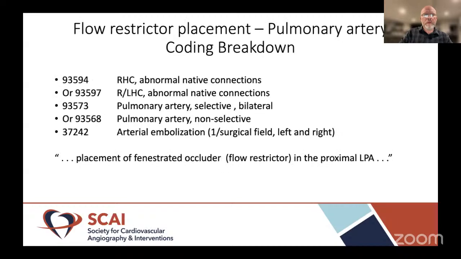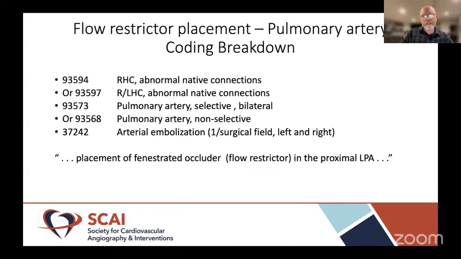So how that might look: you're going to be into the right heart structures, so at the very least you're going to be doing the right heart abnormal native connections. If you also, for some reason, in the context of the cath, were doing a left heart cath and getting to left heart structures, obviously you could do the right and left heart as your base code. So it's either/or there, not in addition to.